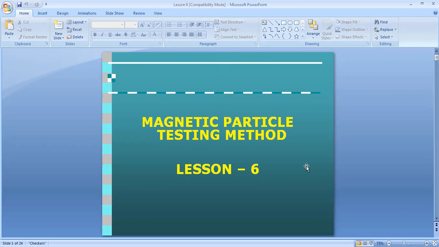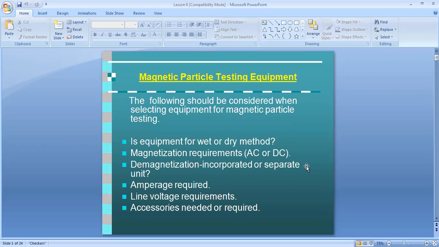So now we'll discuss details about the machines. When we are talking about the machines, in machines there are 5 to 6 facilities. For example, current: either AC current or DC or HWDC current facility is available. So based on requirement, we are using the currents. Second, whether a demagnetization unit is required or not. What is the purpose of demagnetization? To remove the residual magnetic field. So we are using the demagnetization process.